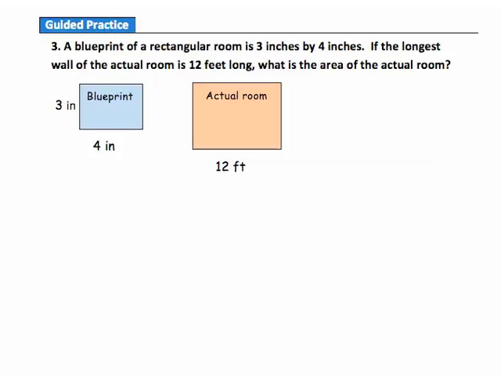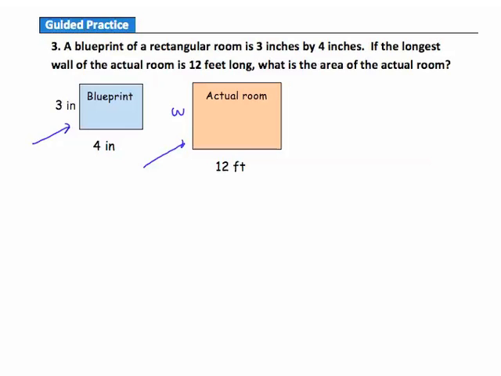Question 3. A blueprint of a rectangular room is 3 inches by 4 inches. If the longest wall of the actual room is 12 feet long, what is the area of the actual room? There's a lot of information going on there, so we're going to need some pictures to understand what's going on. And we've drawn those pictures for you here. So in our blueprint, the picture of this room is 3 inches by 4 inches. And then the actual length of the room is 12 feet. And we need to know the width of this room in order to find the area of this room.